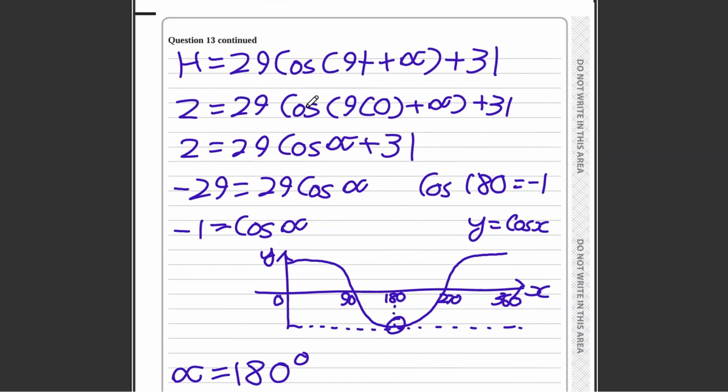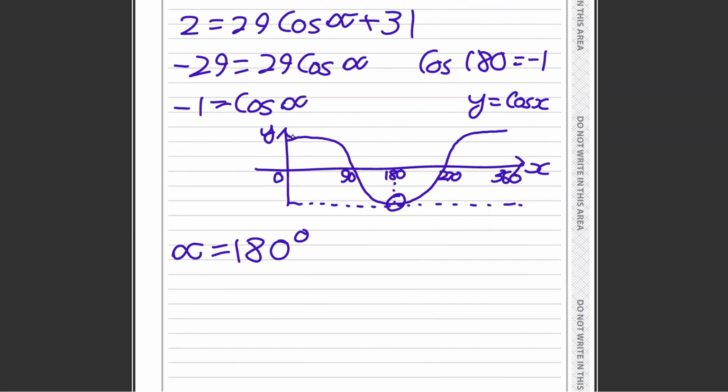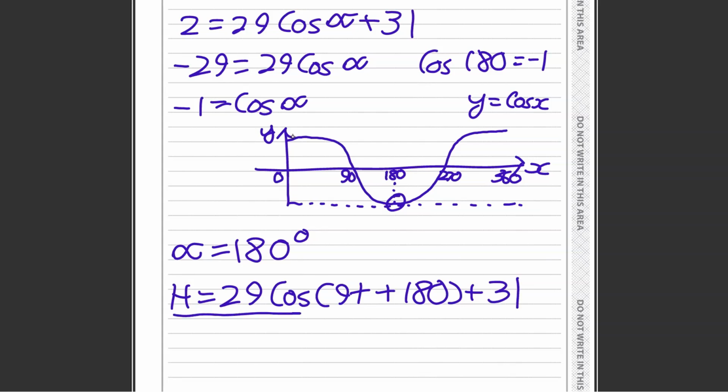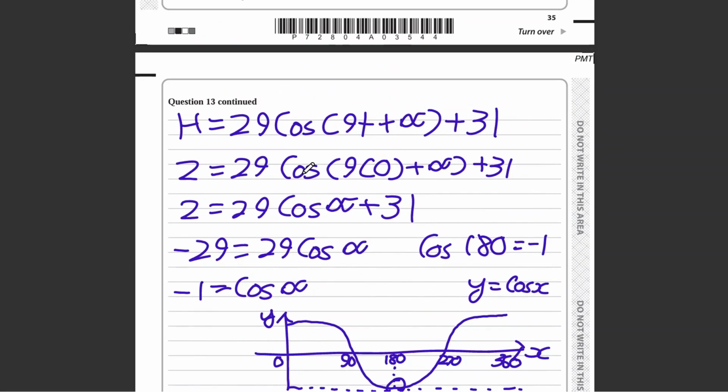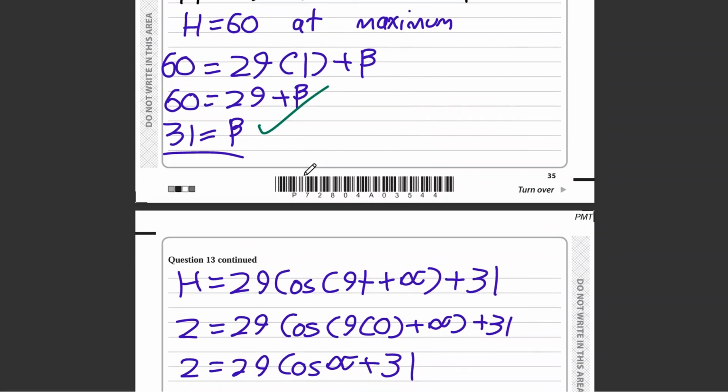So therefore, if we sub this into this equation, it's going to be h is equal to 29 cos of 9t plus alpha, which is 180, plus beta, which we've already figured out, is 31. And this here is a complete model where we found alpha and beta. You get the 2 marks here. You get the first mark for finding either alpha or beta, and then you get the second mark for finding alpha and beta.